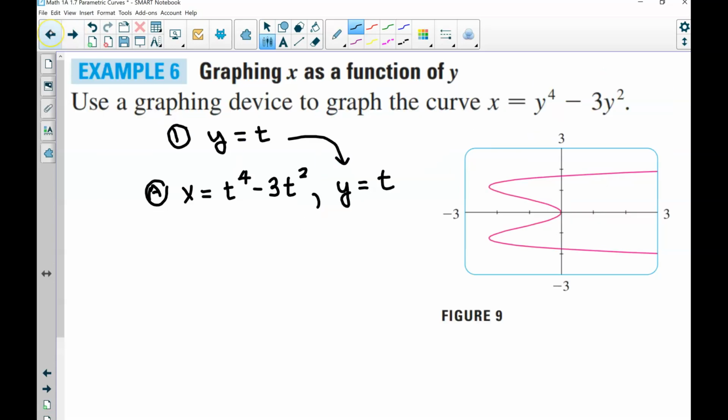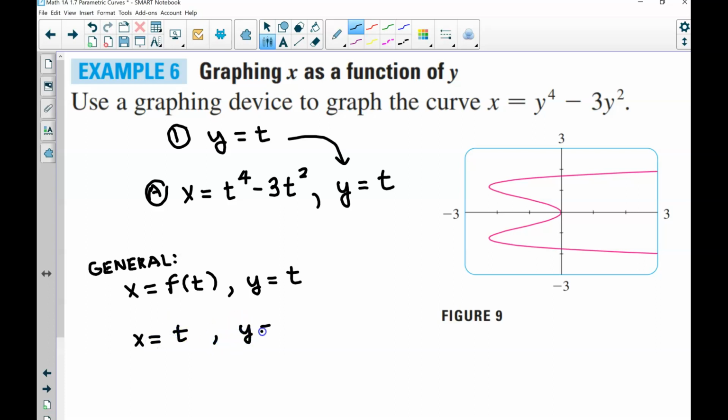So let's go back here. In general, this is a general rule. If you're given x as a function of y, then you would let y equal t and substitute it back into the equation. Then you would rewrite it in terms of x, which is equal to whatever that is according to t, and then y is going to become the function of t.